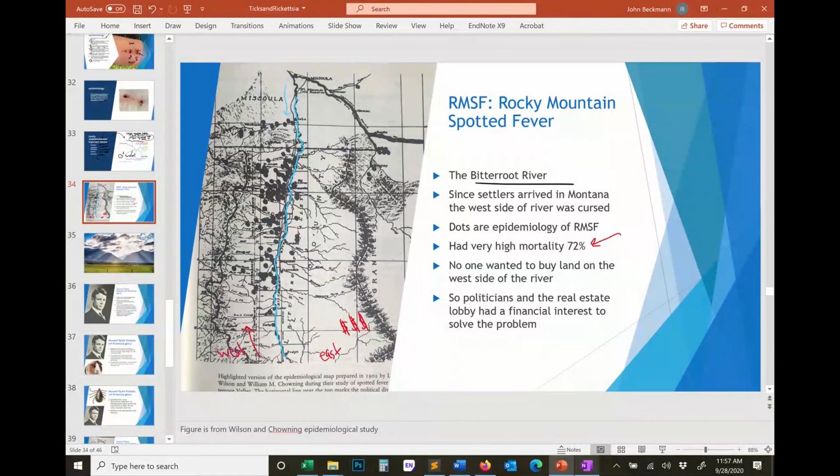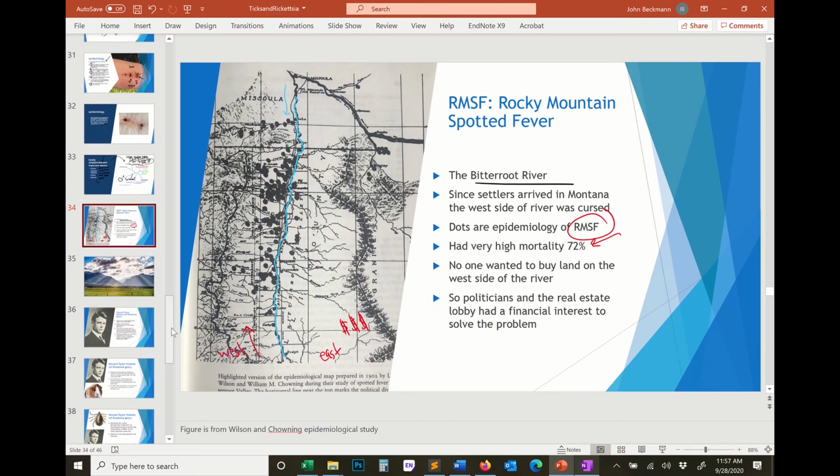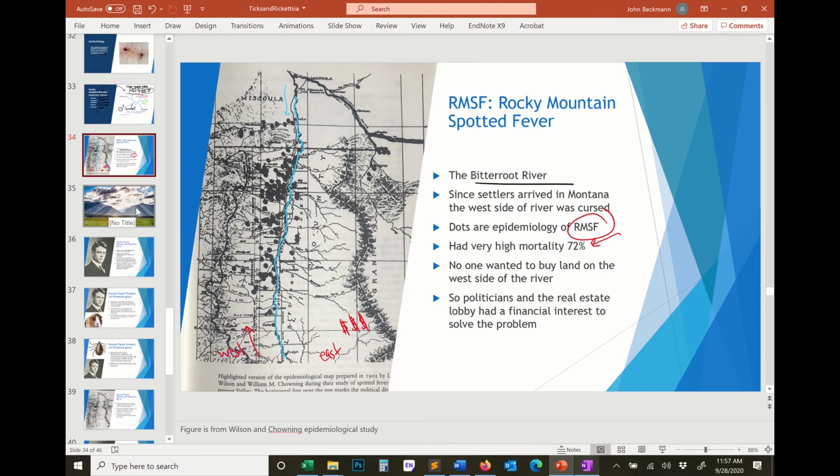And the disease had very high mortality. It was 72% killing. So if you got it, you were more likely to die than to survive. And they called this Rocky Mountain spotted fever. So you'd get these rashes, and then you would mostly die.